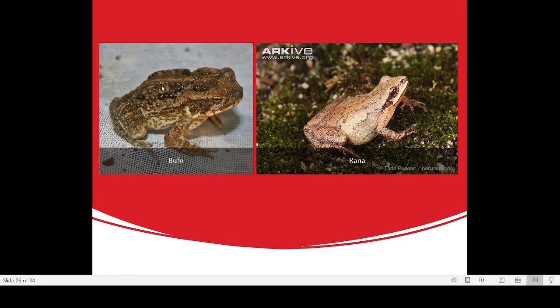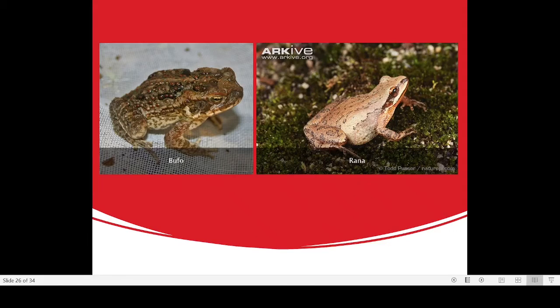Bufo is the common toad. The common toad that we can find here is known as the Bufo. Bufo is present in India. In many parts of Europe also we can find Bufo. So Bufo is very common. It's a species of toad.